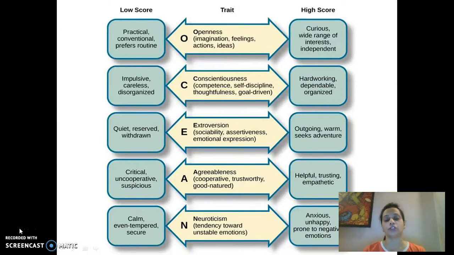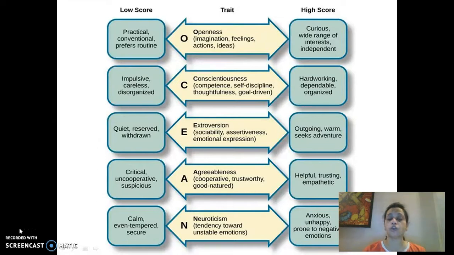The fourth trait is agreeableness. If you score low on this trait, you're going to be critical of things and people. You're going to be quite uncooperative towards others and suspicious always about people around you and situations around you. On the other hand, if you score high on agreeableness, it means that you're going to be very helpful, you're going to be flexible, you're going to adjust to the environment, to the people around you, and you're going to be very empathetic.